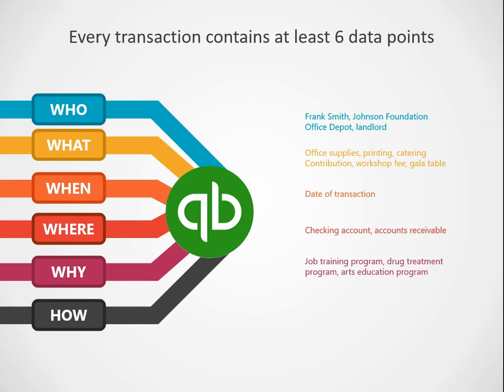Lastly, our how. How did this transaction take place? Again, for money coming in, did the donor write a check or use a credit card? Maybe you use third-party vendors like PayPal, Fundraise Up, Stripe, Blackbaud Merchant Services. Maybe they made a gift by giving you stock. And then for expenses going out, again, perhaps you wrote a check or you used a company credit card. So how did the transaction happen?